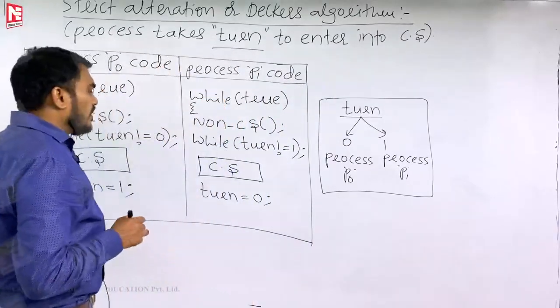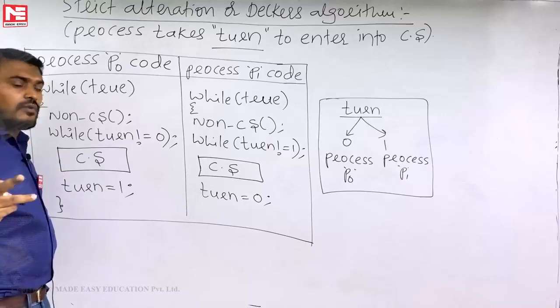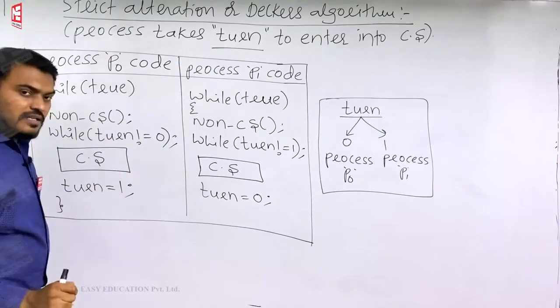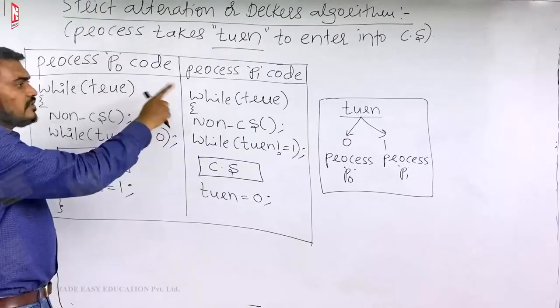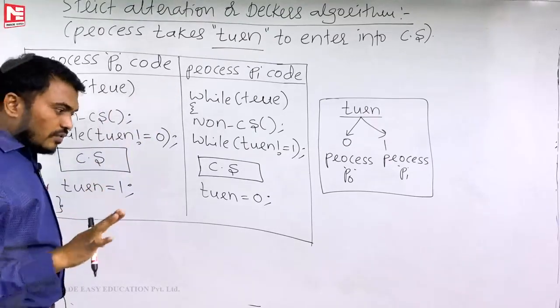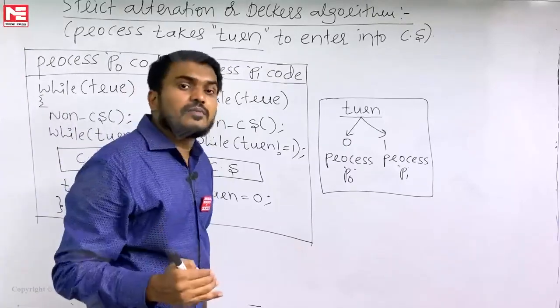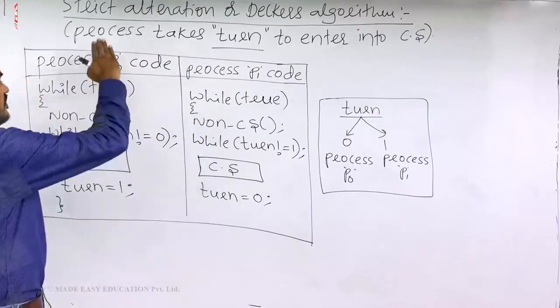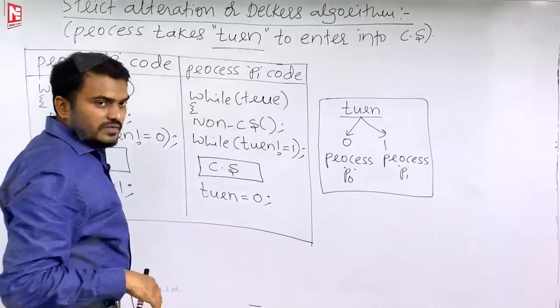Now remember, in this we are having only two processes, that is P0 and P1. The solution is clearly saying that you have only two processes, so there is no question of thinking about a third process. You have only two processes, P0 and P1. This is the code of process P0 and this is the code of process P1.